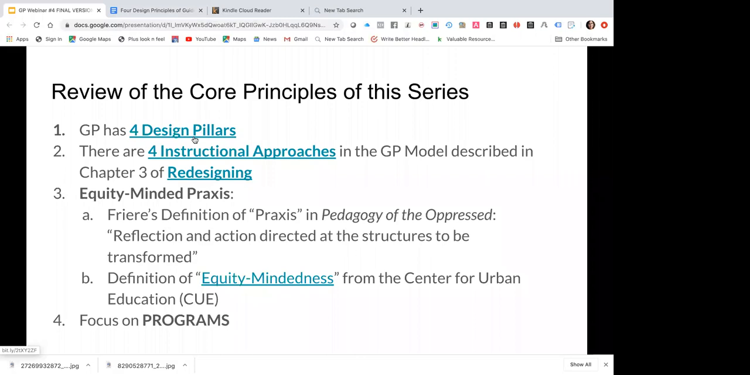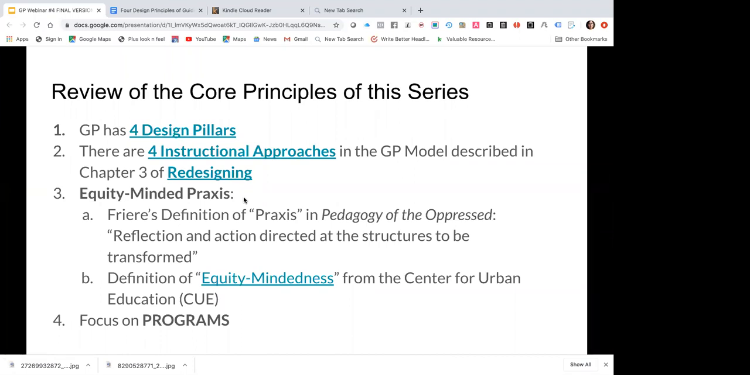Okay, cool. And then there are 4 instructional approaches in the Guided Pathways model. These are described in chapter 3 of Redesigning America's Community Colleges. Today the slide deck will cover some of these in more detail.